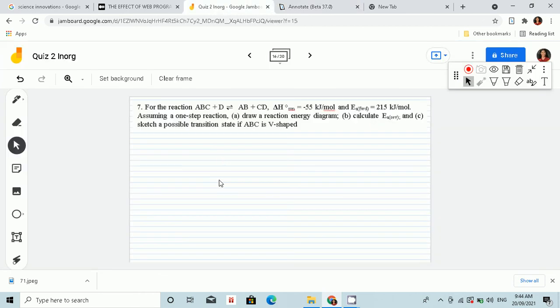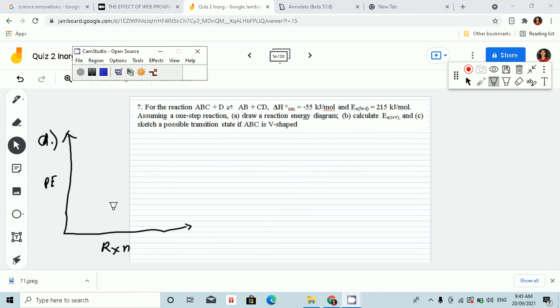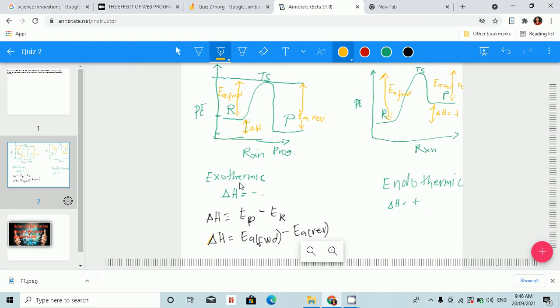Now let's go to our problem. This time we are asked to draw a reaction energy diagram. So we have letter A here. We plot the potential energy versus the reaction progress. As you can see, the enthalpy is negative, meaning it is an exothermic reaction, and we can see that the reactant has higher starting energy than the product.